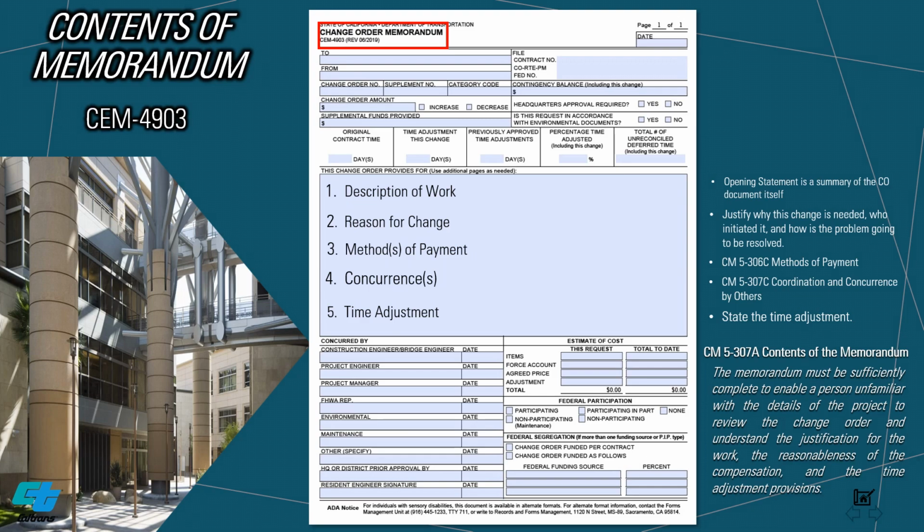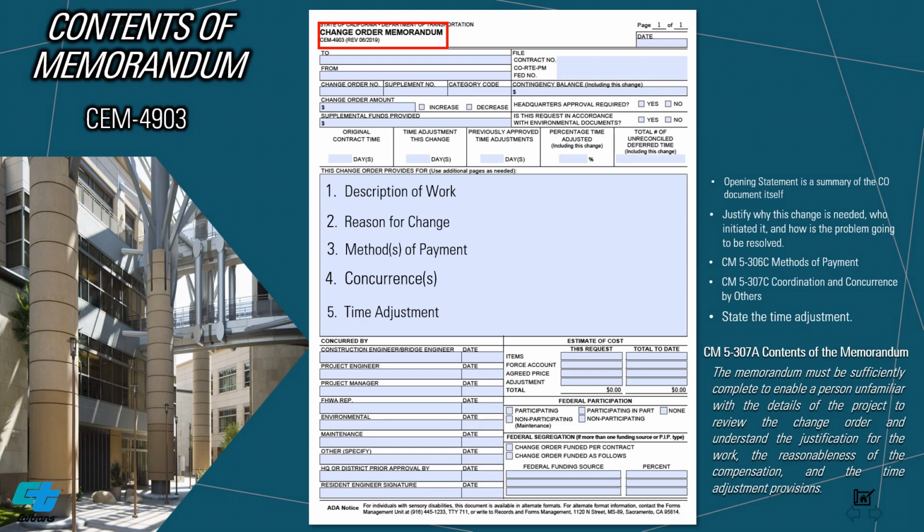Now we go to the memorandum. CEM 4903, Change Order Memorandum. There are 5 components in writing a change order memorandum: 1. Description of work. 2. Reason for change. 3. Methods of payment. 4. Special circumstances. 5. Time adjustment.